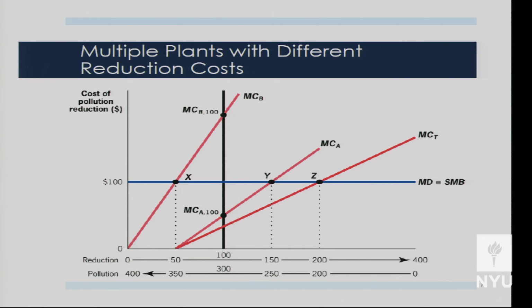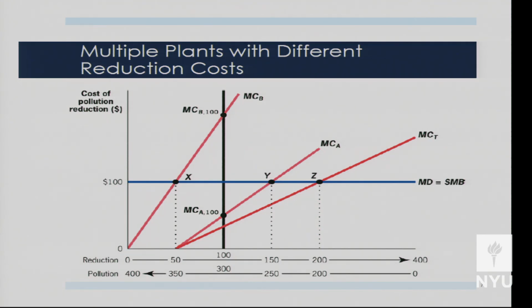How can we see that in these curves? Well, first of all, plant A can actually reduce 50 units of pollution for no cost at all, right? How do we see that? Because its intercept is at 50. Also, each additional unit of abatement is cheaper for plant A than for plant B on the margin, because the marginal cost curve for A lies everywhere below the marginal cost curve for B. So pollution reduction is much cheaper for plant A than it is for plant B.